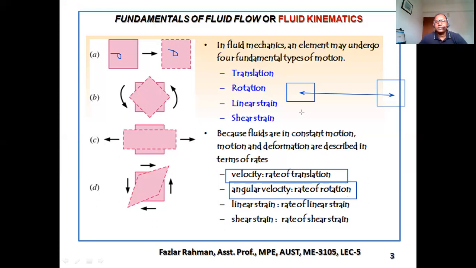Then, right, this one, your fluid particle at a time is right over here. But after a certain time, the fluid particle came over here. So you see linear strain happening over here, but it takes some time. I will figure out how much time it takes to move from point one to point two. So that is linear strain. So the rate of linear strain you can figure out.